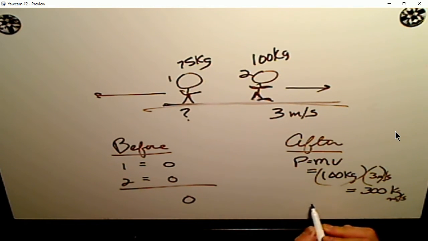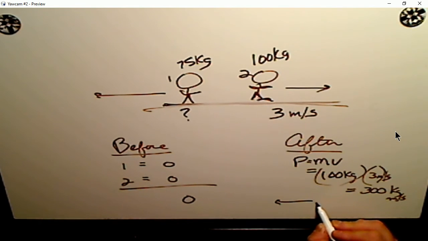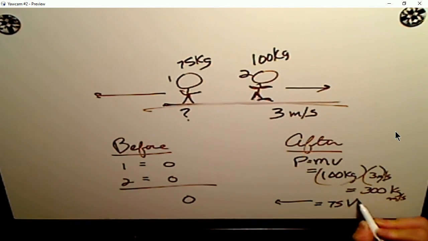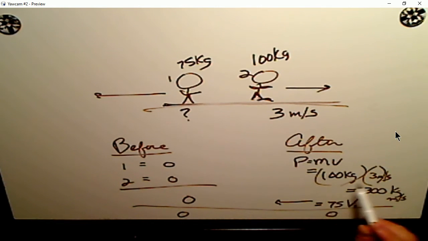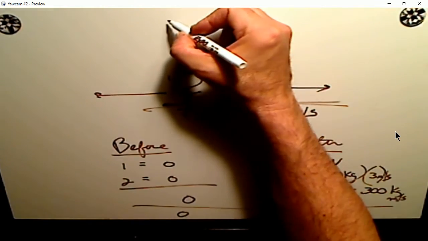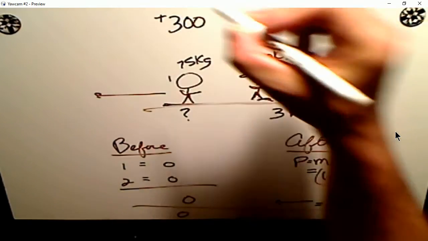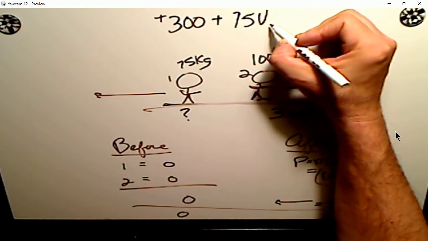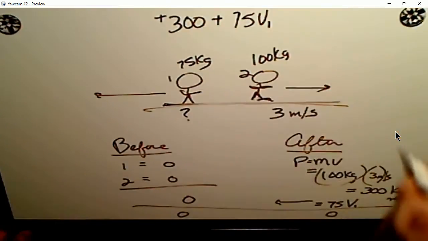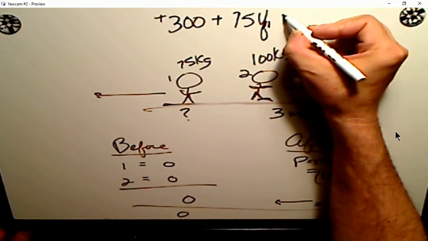Now the other one, ball number one, we know the mass, 75, but we don't know the velocity. But we do know what? Both of them together has got to equal zero, because the before is zero. So that leaves us with the equation. Both of them together, momentum for the first, 300 positive, plus 75 velocity of number one, let's call that final of number one, has to equal zero.